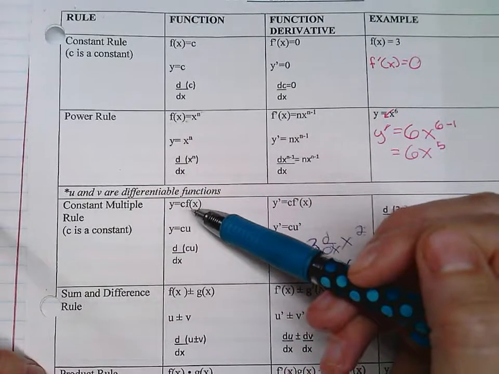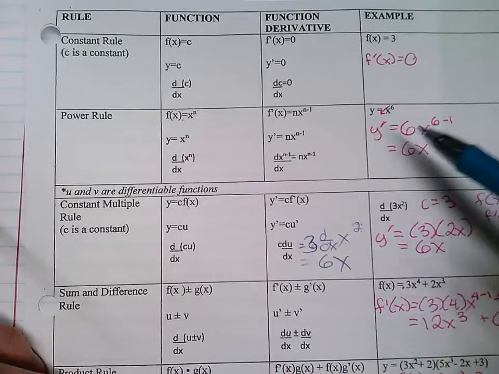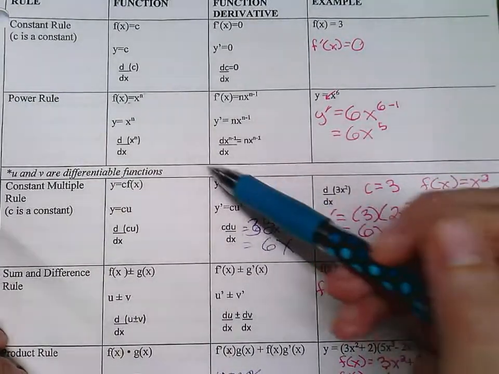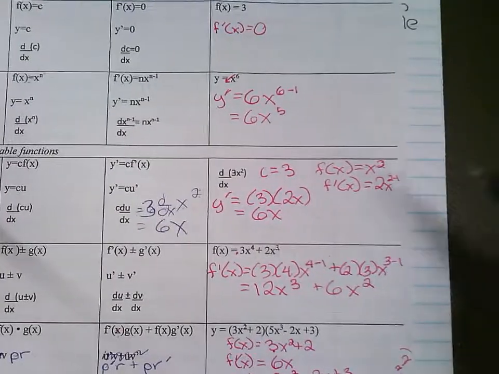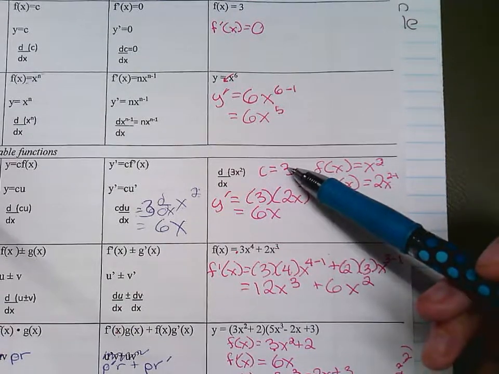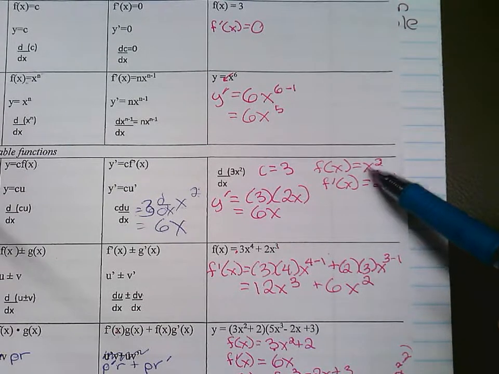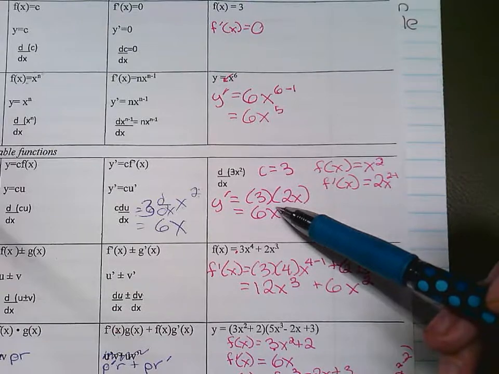Constant multiple rule: if you have a constant and then a function, such as 3x squared, which we're going to see, it's going to be the constant times the derivative. Okay? So we have c equals 3, f of x equals x squared, f prime of x would be 2x, subtracting 1 from the exponent. So you're just going to do 3 times 2x, which is 6x.